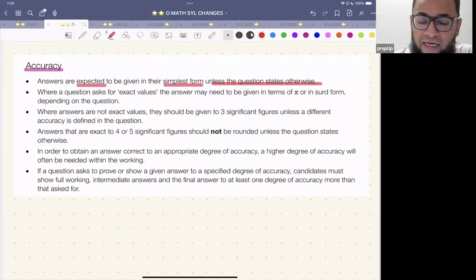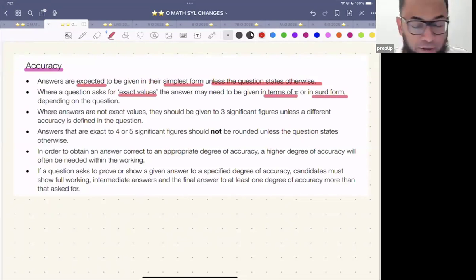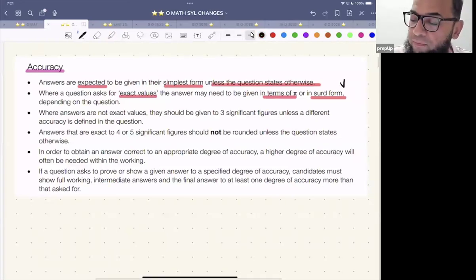Where a question asks for exact values, the answer may need to be given in terms of pi or in surd form, depending on the question. So that's how it should be given, in terms of pi or in the surd form. What do we mean by the surd form? The square root.